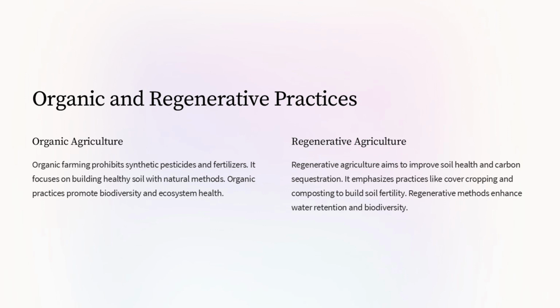Regenerative agriculture goes a step further, actively working to improve soil health and increase carbon sequestration. Key regenerative practices include cover cropping, composting, and other methods that enhance soil fertility, water retention, and biodiversity. Both organic and regenerative approaches offer sustainable alternatives to conventional agriculture that benefit the environment.